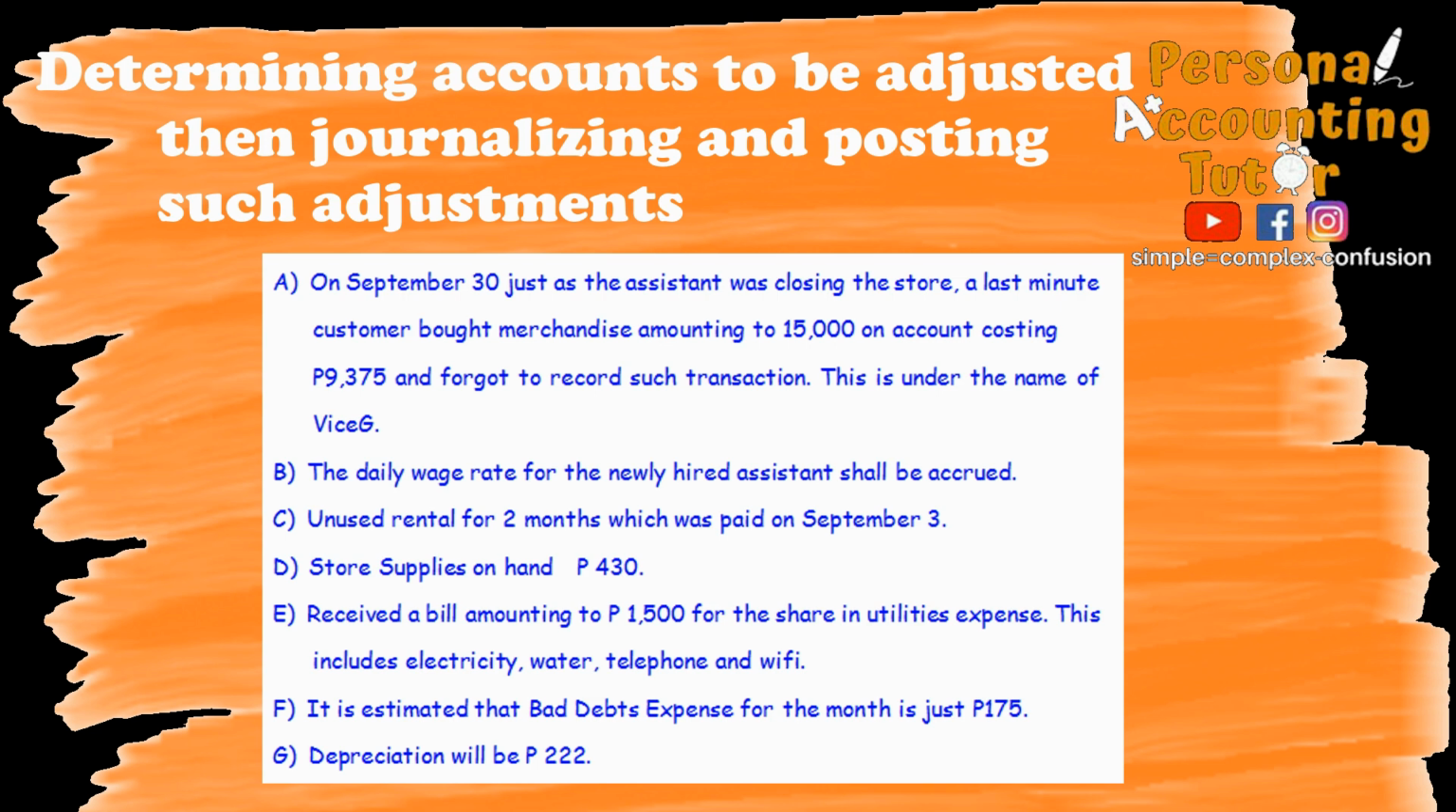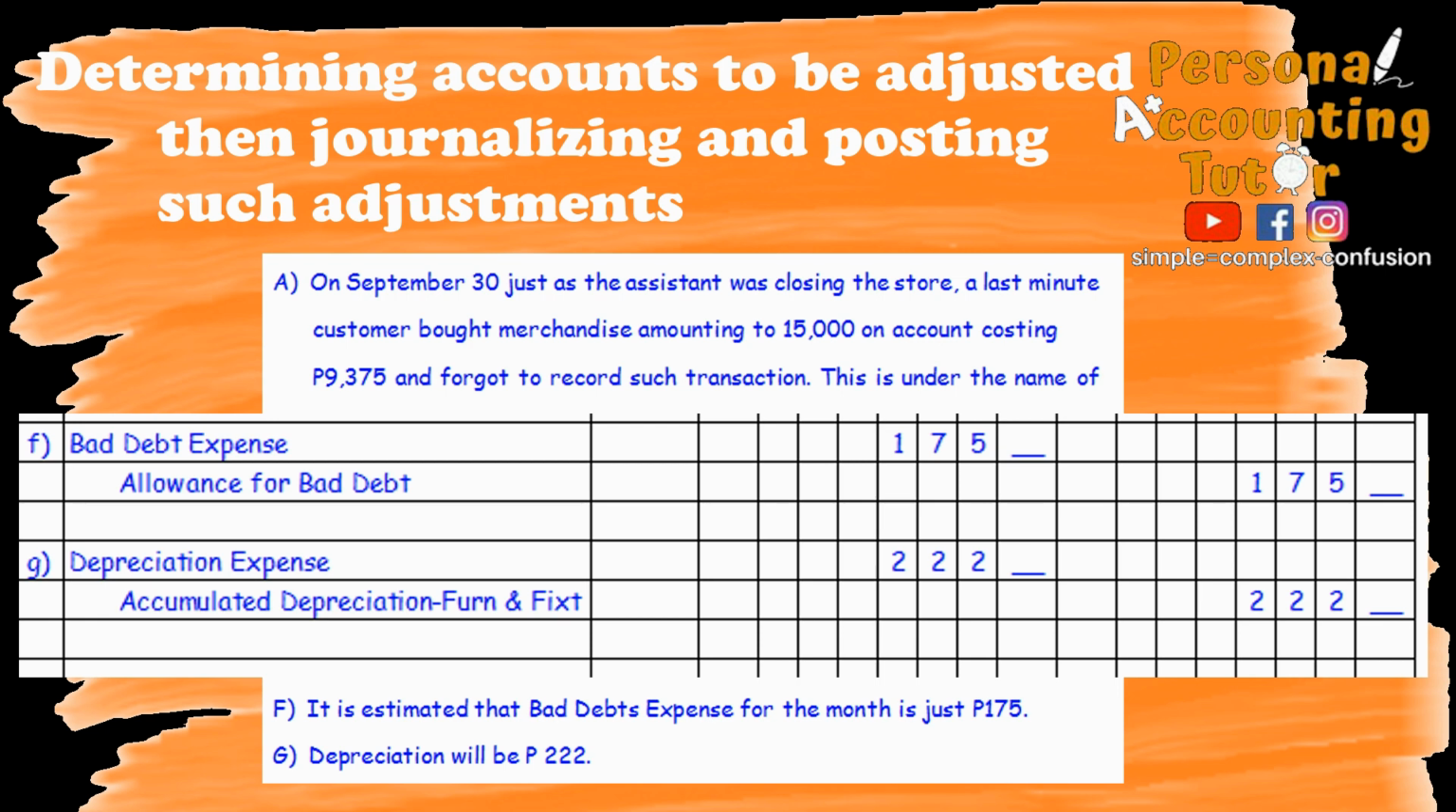For F and G, we don't have to analyze and compute anymore because the amount for bad debt expense and depreciation expense is already given. We just have to record both by debiting the accounts and then crediting allowance for bad debt for F and accumulated depreciation for G. Both the allowance for bad debt and accumulated depreciation are contra asset accounts with a normal balance of credit, meaning by crediting, we increase the accounts but the effect in asset is a decrease.